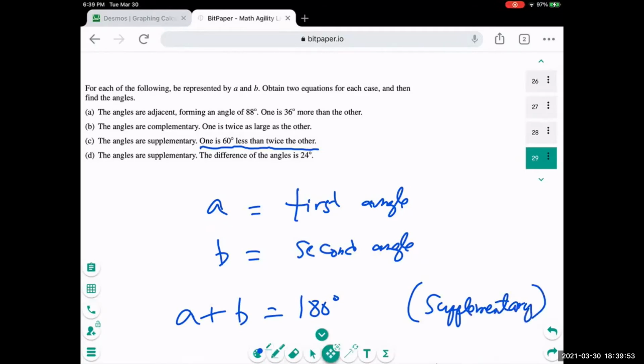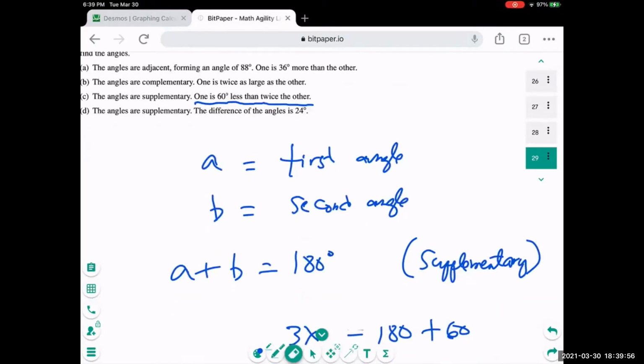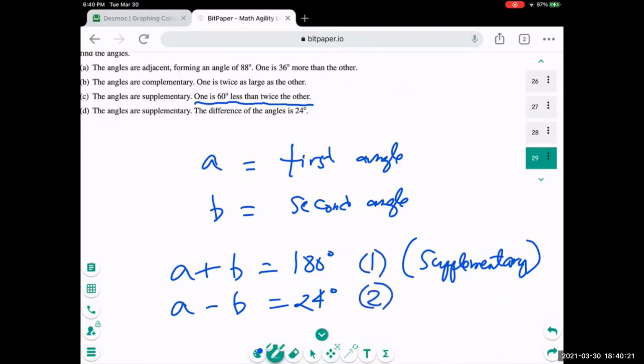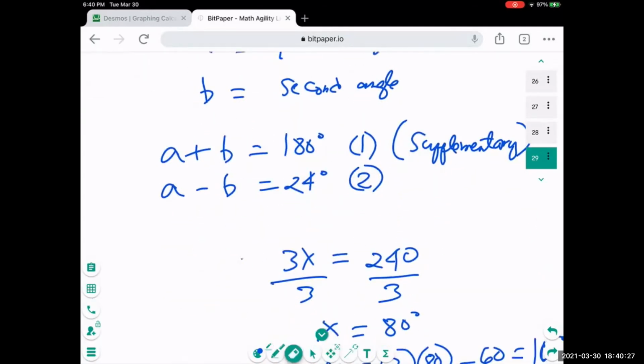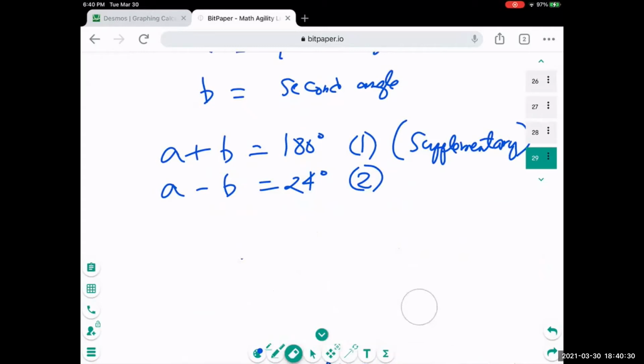And then yung second sentence, so the difference of the angle is 24 degrees. So pag minus daw natin siya, ang lalabas ay 24 degrees, right? So we have two equations here and two unknowns. So we can solve the problem. So if this is equation 1 and this is equation 2, if you add equation 1 and equation 2, erase this first. Add equation 1 and 2.